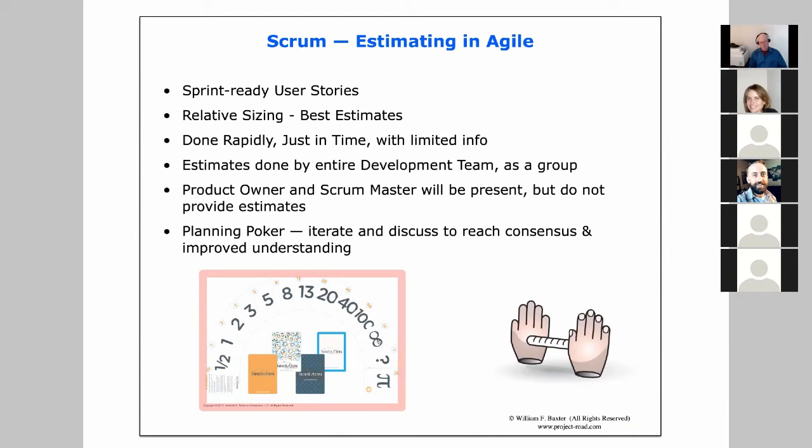Infinite, that's basically saying this user story is too big to estimate. It really needs to be broken down. It doesn't make sense to try to even estimate this. Question mark is, shucks, I don't know, I need more information. A half is, this is tiny, tiny. Pie means I'm tired. I want to take a break. I want to eat some pie.